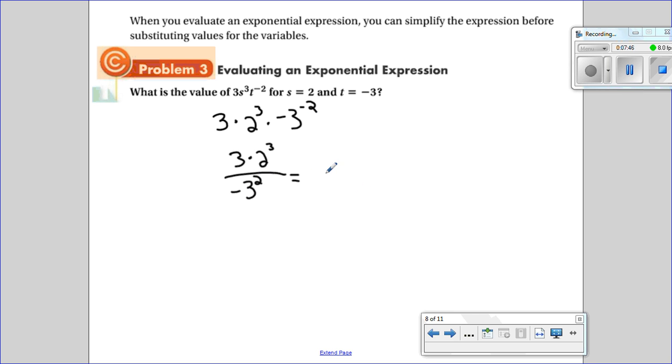Okay? 2 to the 3rd is 2 times 2, which is 4, times 2 is 8. 3 times 8 is 24. Negative 3 squared is 9. And then you reduce that if you can. 3 goes into both of those, and so you get a final answer of 8/3.